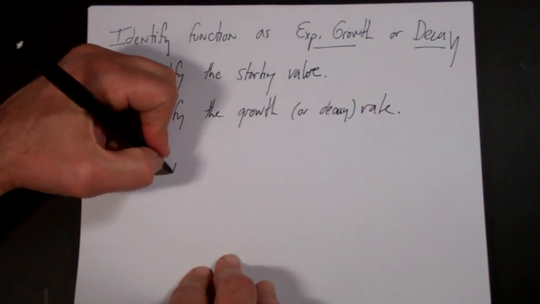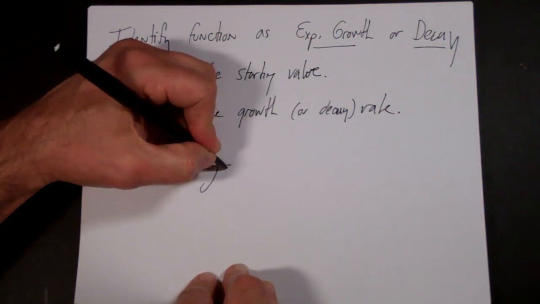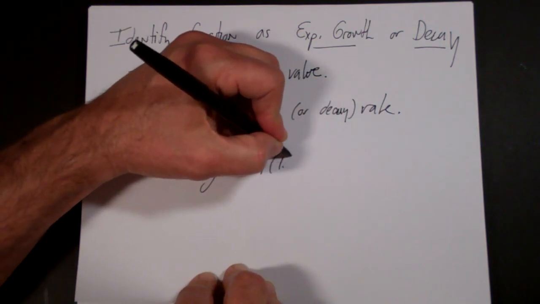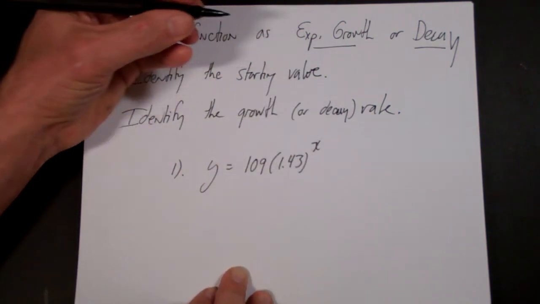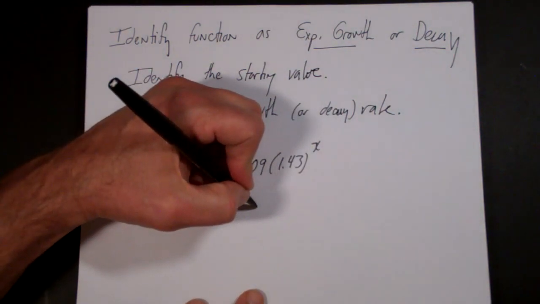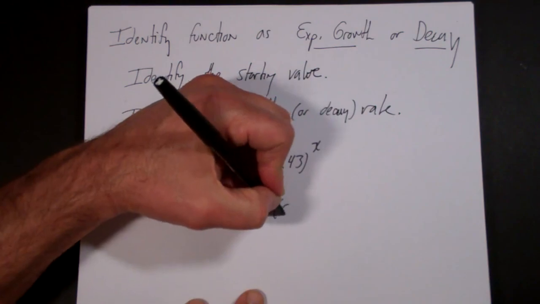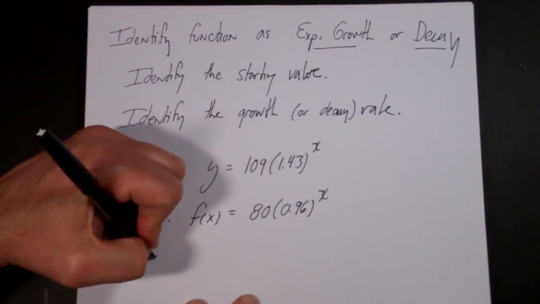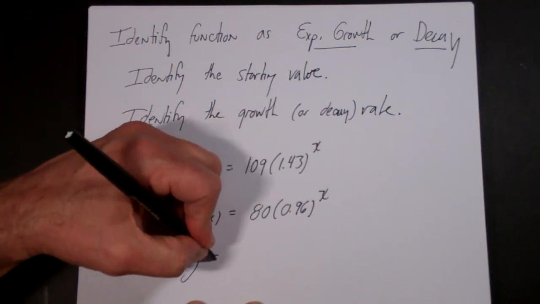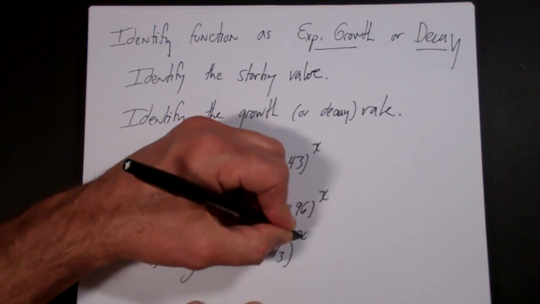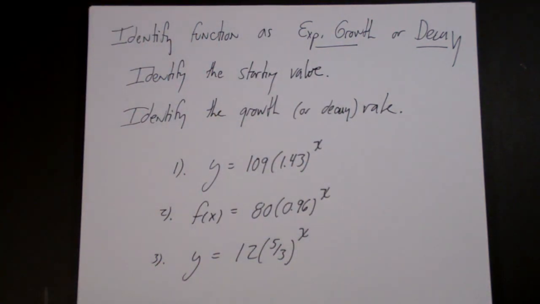And here are the problems I want you to do, right? The first one is y is equal to 109 times 1.43 to the x. And the second one is f of x is equal to 80 times 0.96 to the x. And the third one is y is equal to 12 times 5/3 raised to the x. So why don't you do those three problems, and in the next video, you can check your answers.